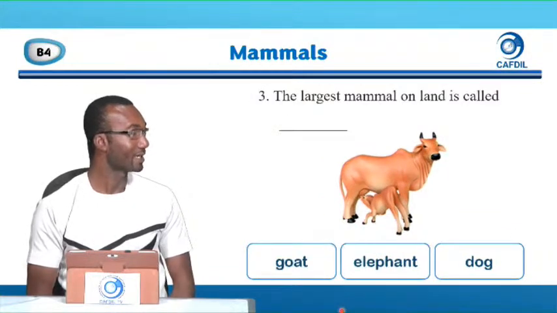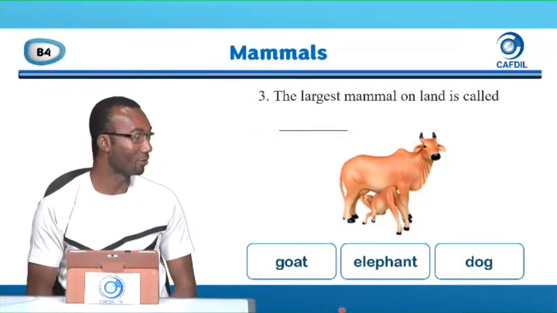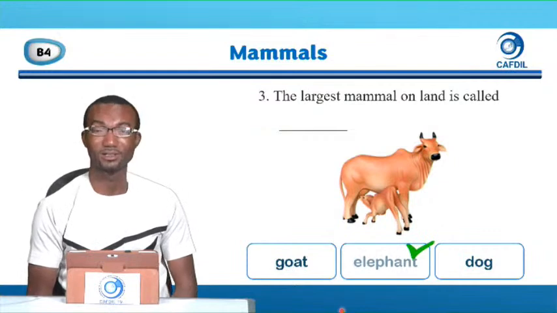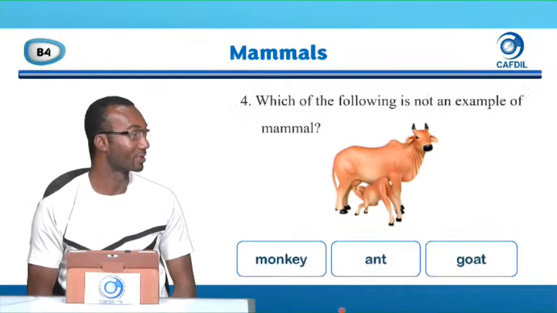3. The largest mammal on land is called: we have goat, we have elephant, we have dog. Good. The answer is elephant. So the largest mammal on land is elephant.